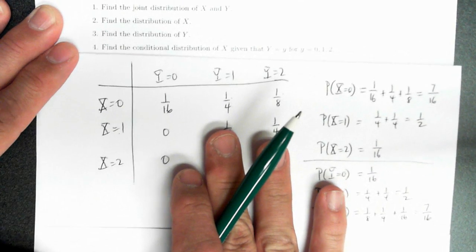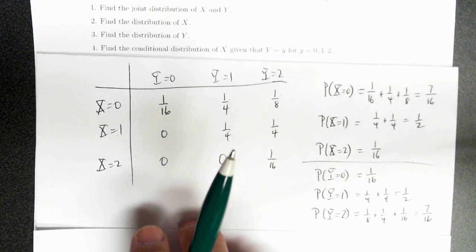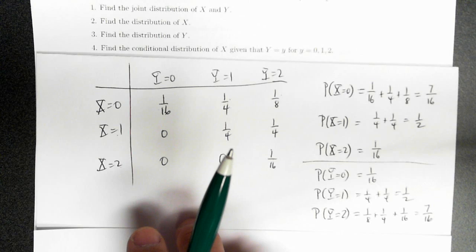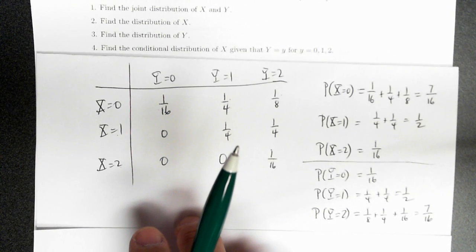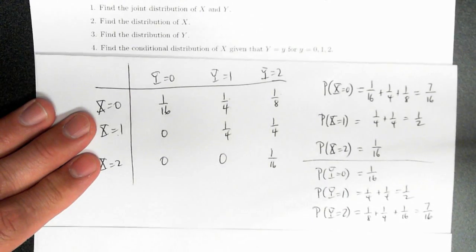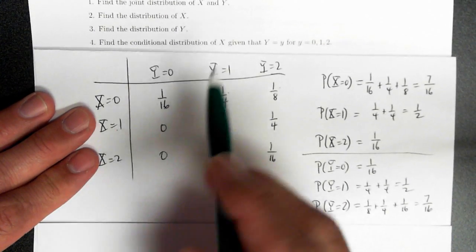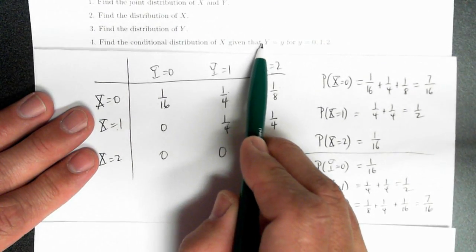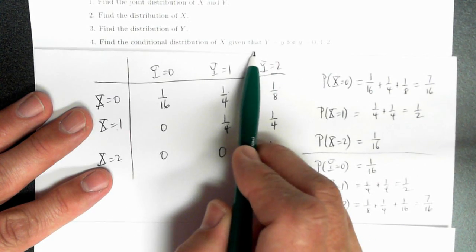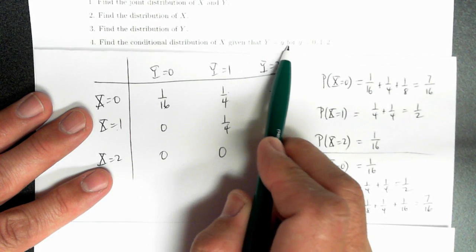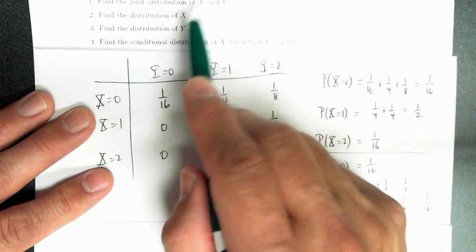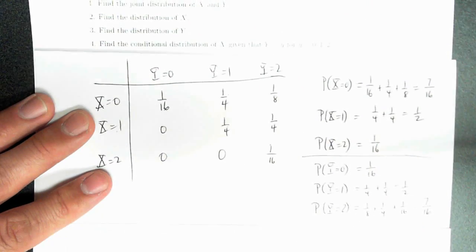Part 4 of the problem. Find the conditional distribution of x given that y equals little y for y equals 0, 1, and 2. So this is going to take a little bit of work. I need to find the conditional distribution given that capital Y equals 0, then start over again for capital Y equals 1, and then start over again and find the conditional distribution given that capital Y is equal to 2.